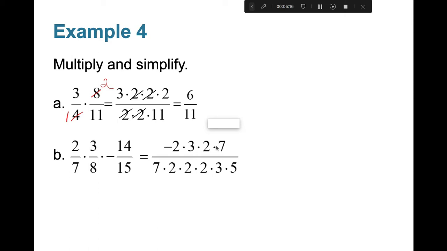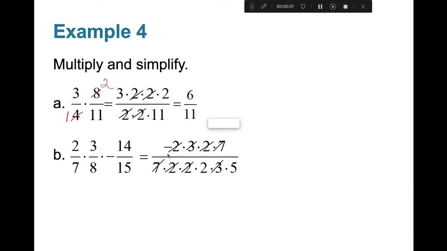When we break it down into our factors, then we can cancel out anything they have in common. Okay, so the 8 they wrote 2, 2, 2, not 2 times 4. Then we can go through, mark off anything they have in common.